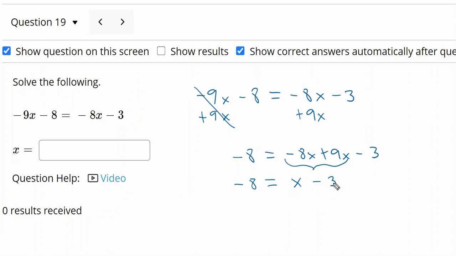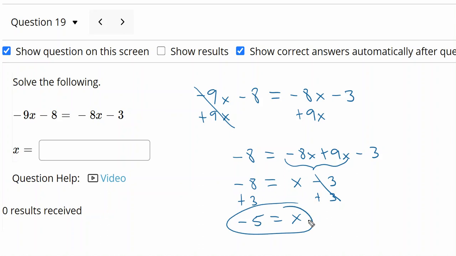But anyway, let's get rid of this negative 3. So now I'm going to say plus 3. Okay, so plus 3 on both sides, so those cancel. So we have x is equal to negative 8 plus 3, so negative 5.